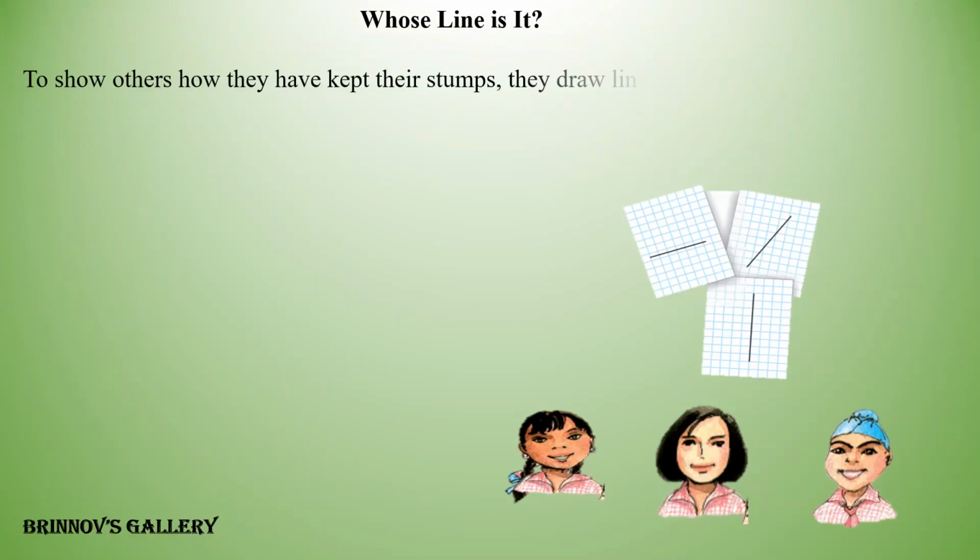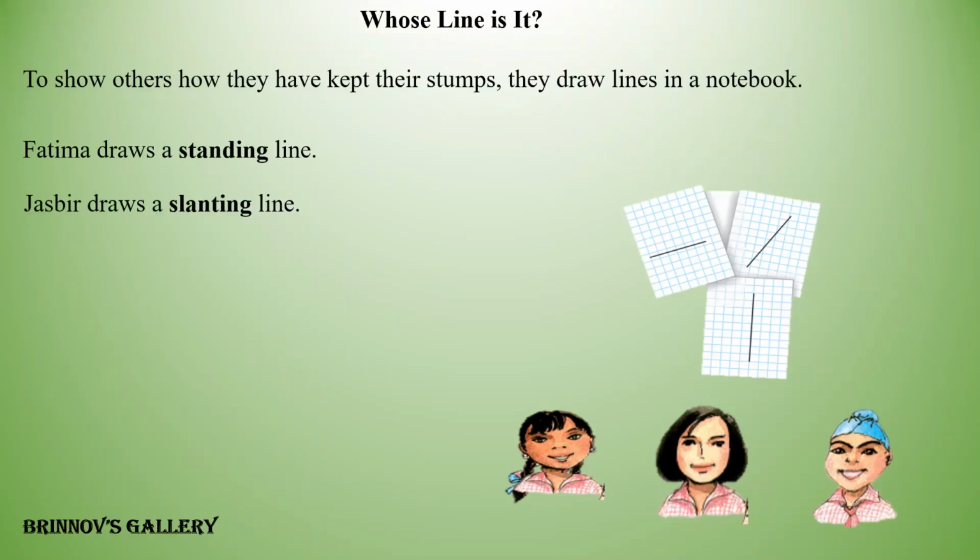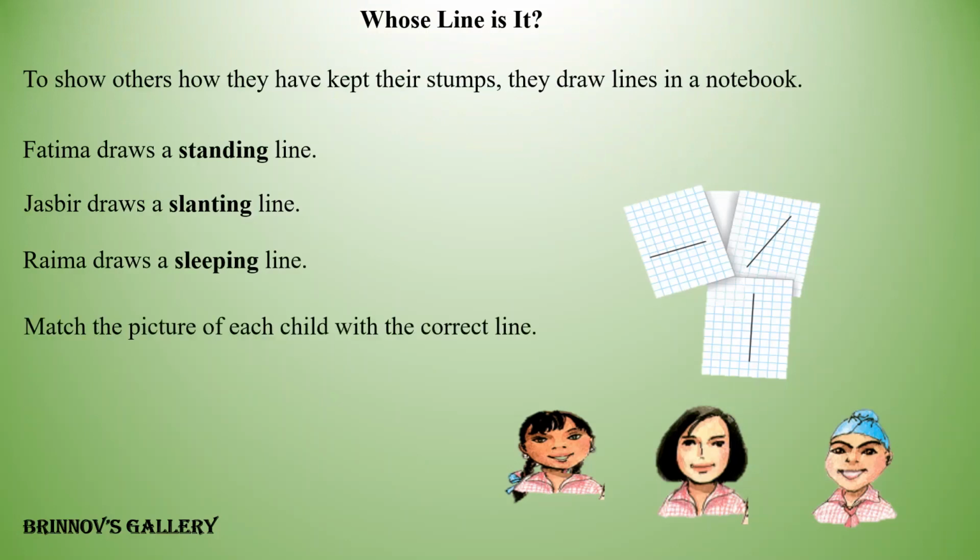To show others how they have kept their stumps, they draw lines in a notebook. Fatima draws a standing line. Jasbir draws a slanting line. Raima draws a sleeping line. Match the picture of each child with the correct line.